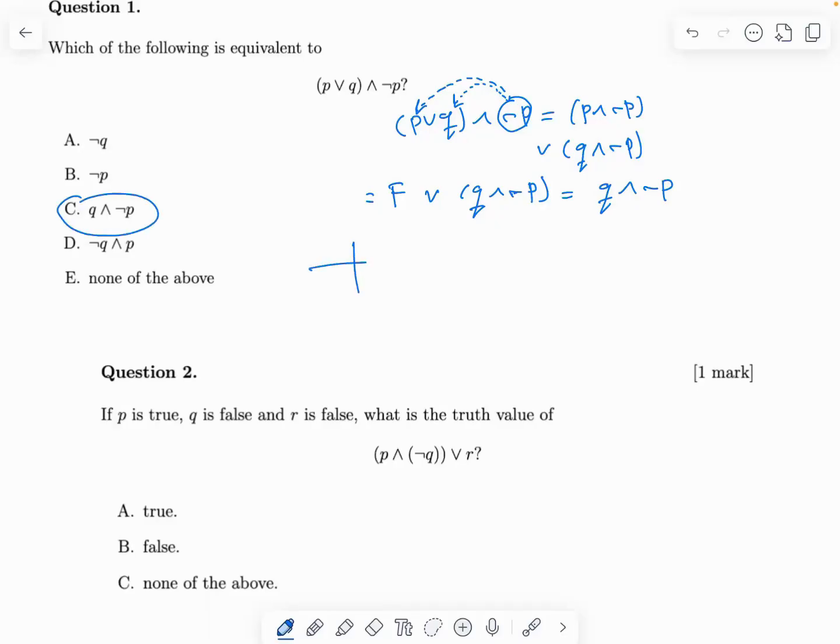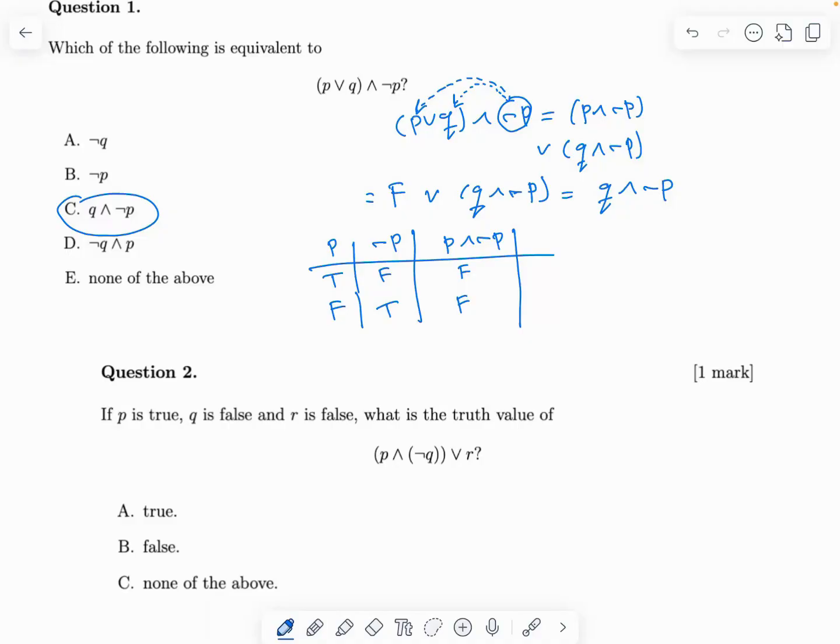First of all, please note that P is T, F. Negation P is F, T. P and negation P: T and F is F, F and T is F. So when we have AND, both of them must be T to get T. Otherwise, it is F. So that's why it's F.